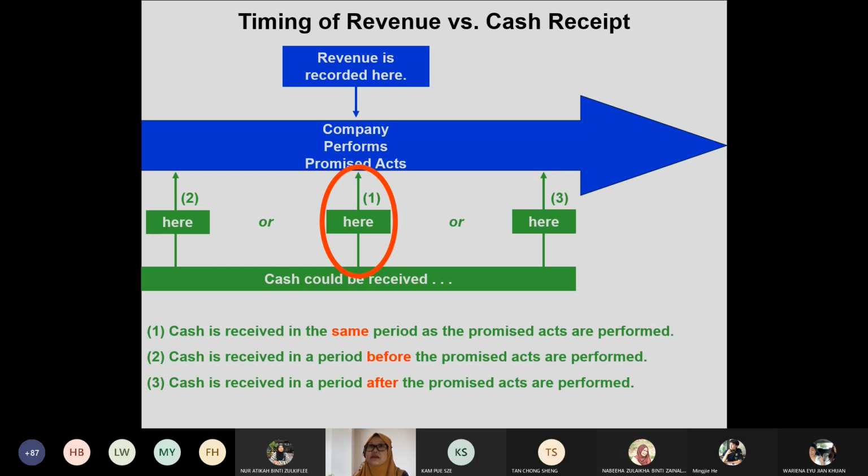For example, if you go to the salon to get a haircut, the customer usually pays a few minutes after you get the haircut, right? So this is what we call the same period. The performance is in the same period when the cash is received. So in this situation, because it's the same period, the company will report at the same time an increase in revenue and an increase in cash.